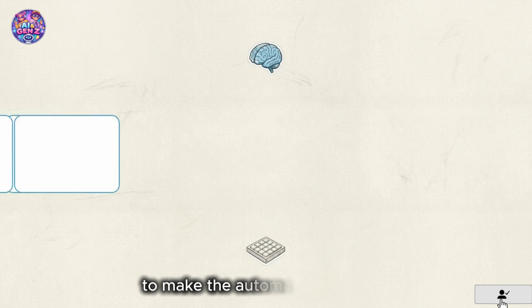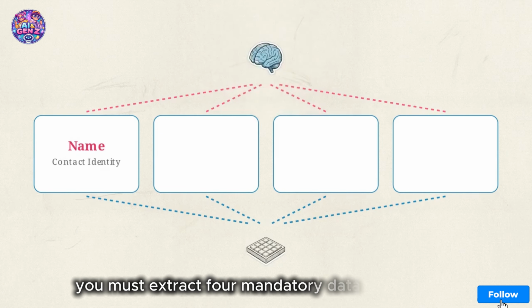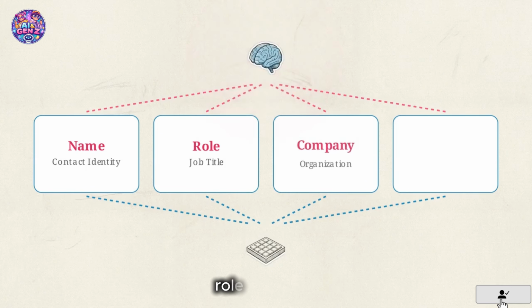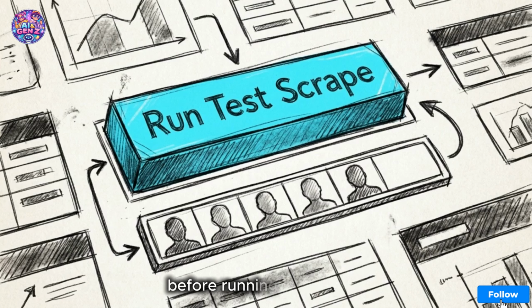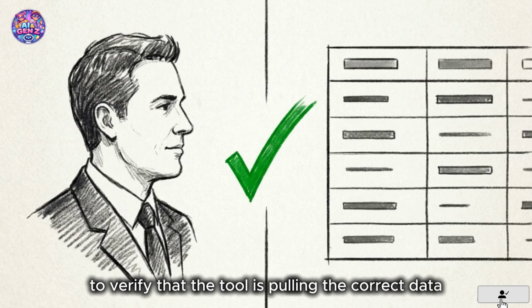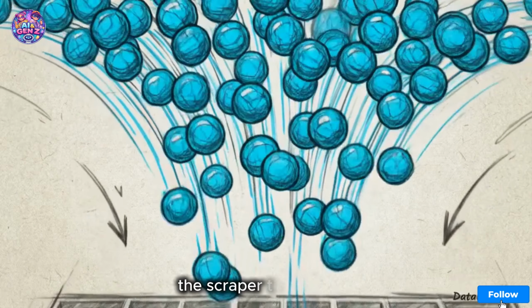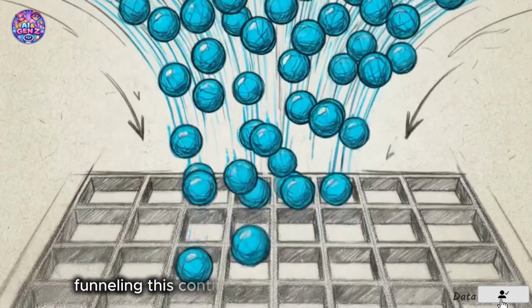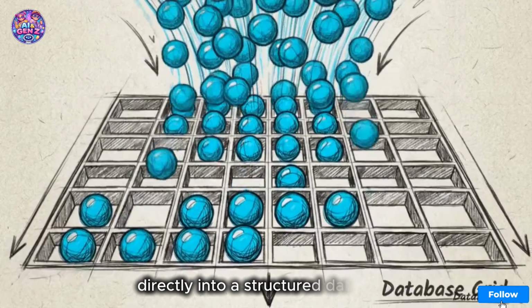To make the automation effective, you must extract 4 mandatory data points: name, role, company, and recent posts. Before running a mass pull, execute a test scrape of 5 to 10 profiles to verify that the tool is pulling the correct data from the intended fields. Once verified, the scraper then begins funneling this continuous stream of raw information directly into a structured database.